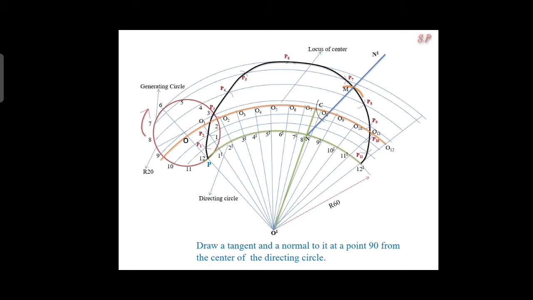The next through the point M you draw a perpendicular line to the normal N M. That is a tangent line. Name it T dash.